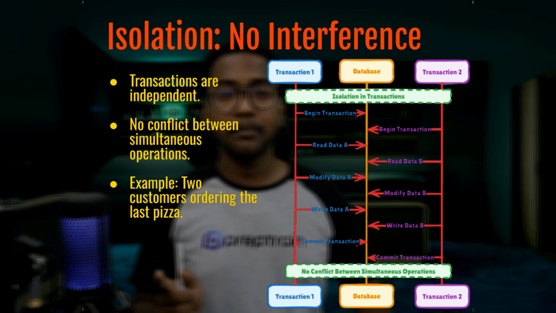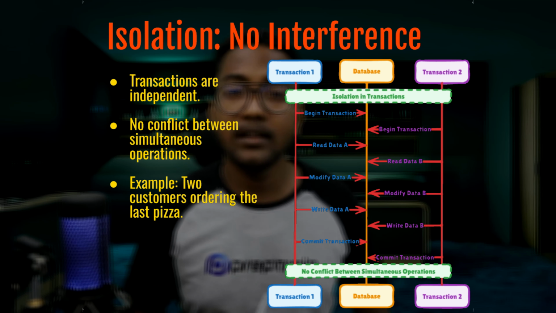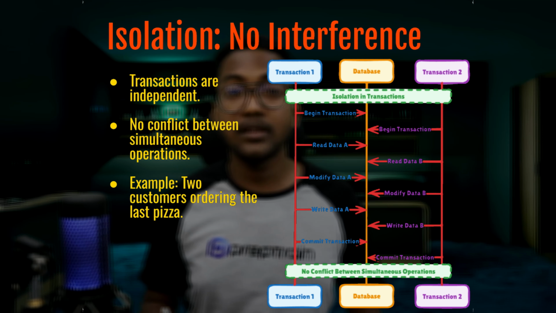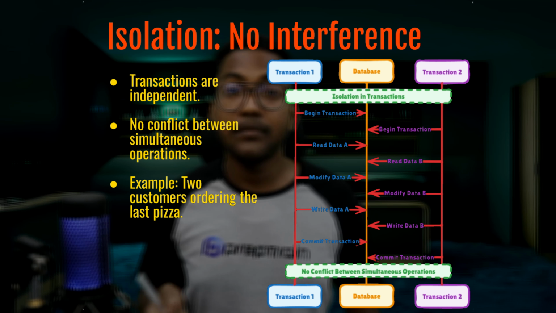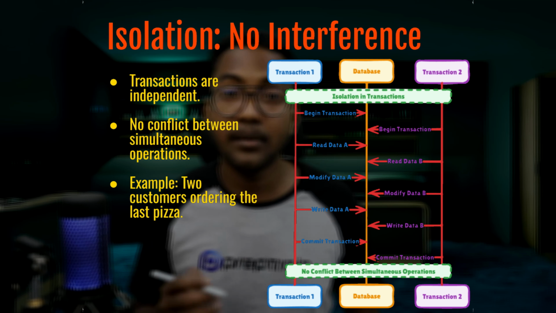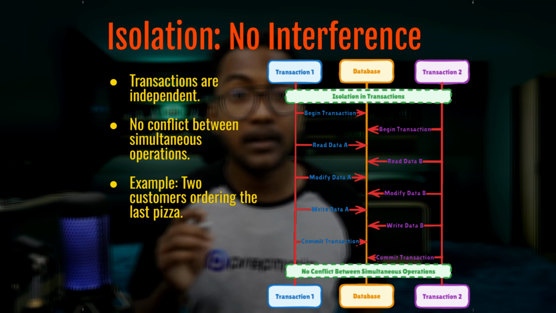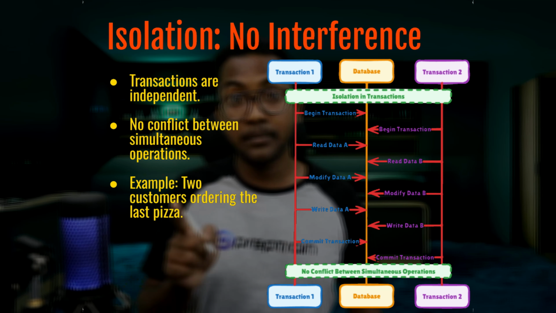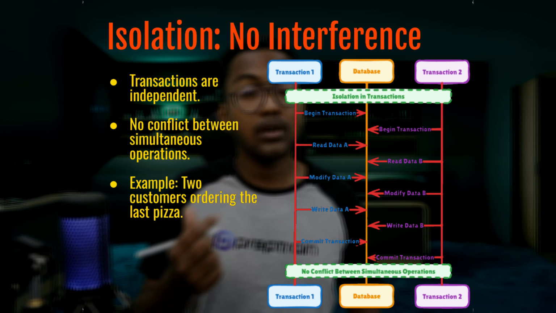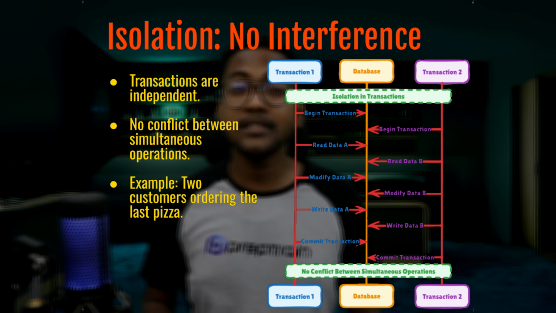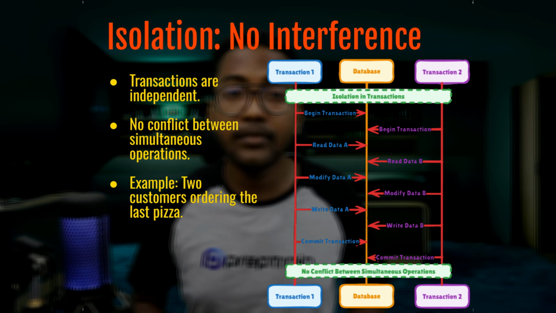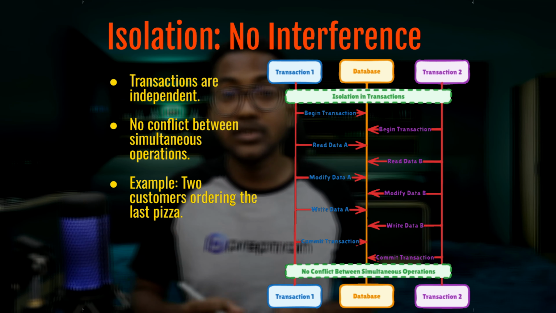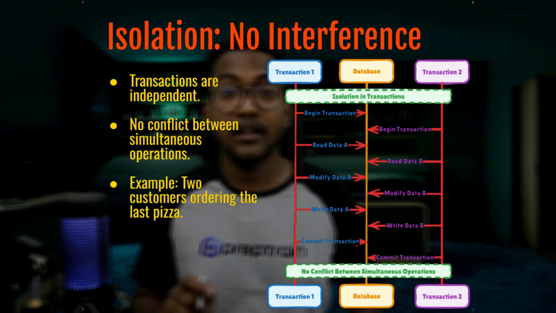Let's take another example to illustrate this. Imagine two bank tellers are processing transactions on the same account at the same time. One teller is depositing money while the other is withdrawing. Without isolation, both transactions could happen simultaneously, leading to inconsistent data. But with isolation, the system ensures that one transaction is completed before the other begins, and it prevents any conflicts. In databases, isolation is achieved through techniques like locking, where a transaction locks the data it's working on until it's finished. It ensures that no other transaction can change the data in the meantime.